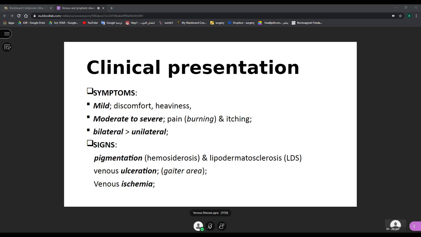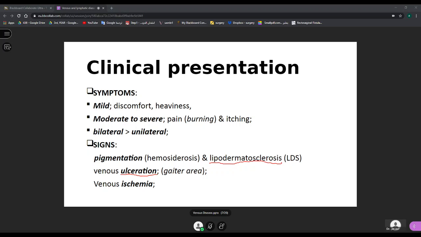Some patients, when the condition becomes chronic and is there for a long time, develop some subcutaneous inflammation of the skin and subcutaneous tissues, and this results in thickening of the skin and subcutaneous tissues, particularly involving the fatty tissue in the subcutaneous space. This condition is known as lipodermatosclerosis, which is thickening of the skin and subcutaneous tissue. In the late stage of the disease, patients usually develop venous ulceration.